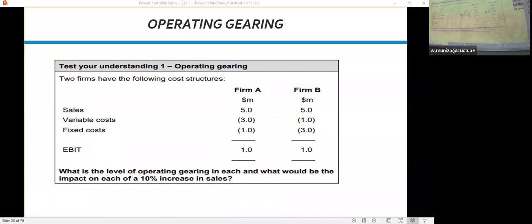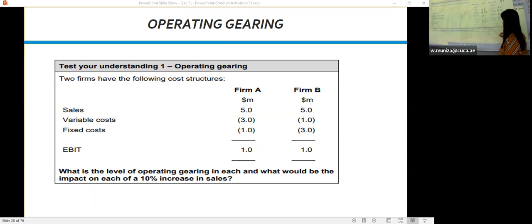Now, say for example, we are increasing the sales by 10%. What is going to be the effect for both of the firms? It is going to increase? Yes. But what is going to be the case for this one? 5.5. For this case, a 10% increase in this? 3.3. For this also, 5.5, it will become 1.1. What about the fixed cost? It will remain the same. How much EBIT are we going to get here? 1.2. What about this? Same?